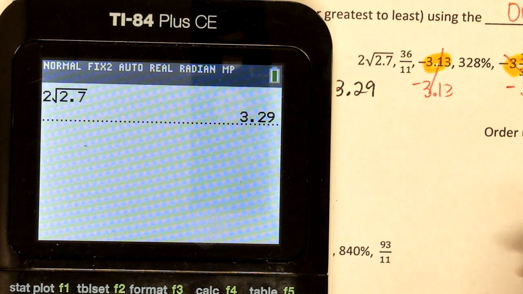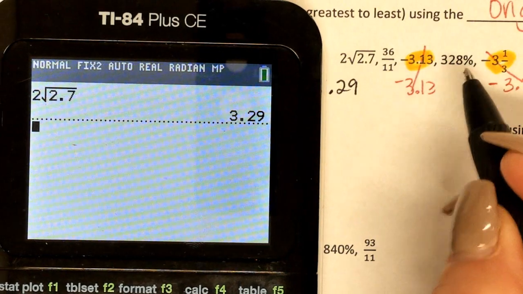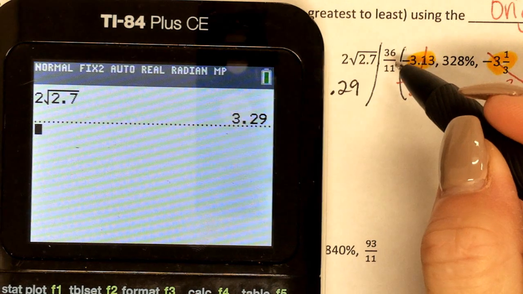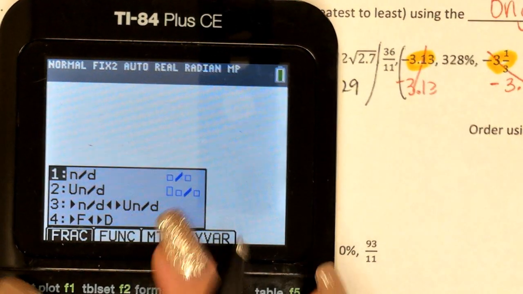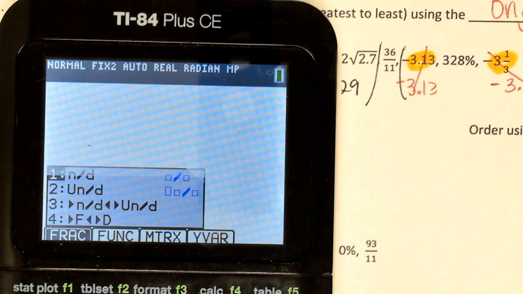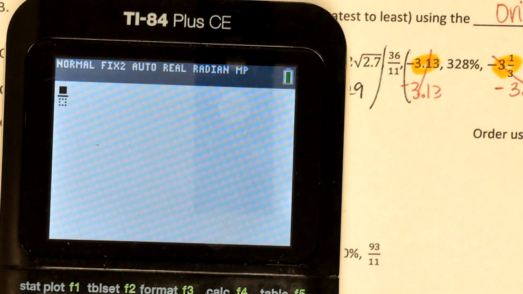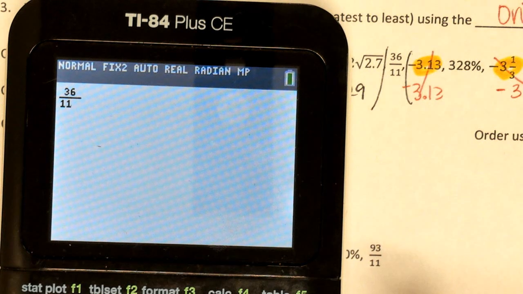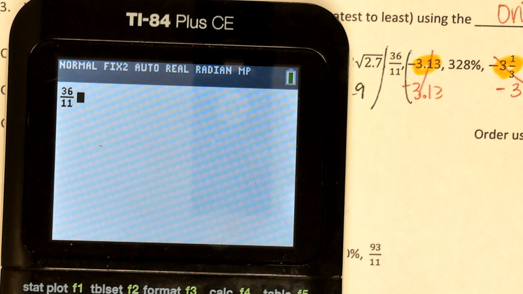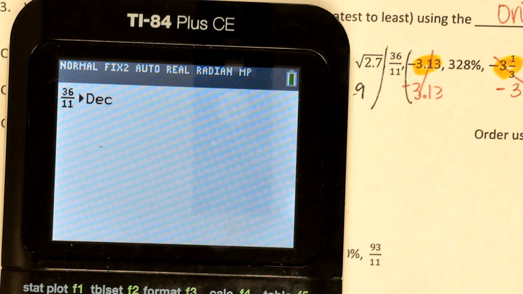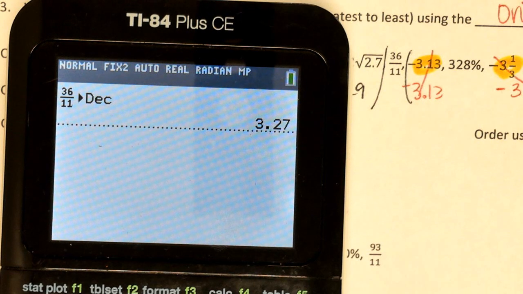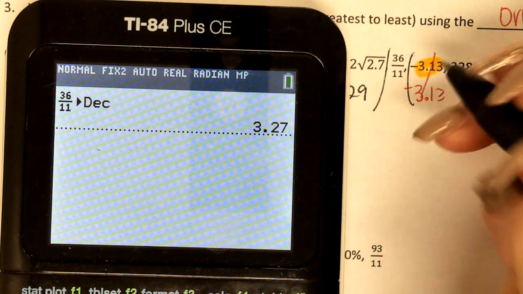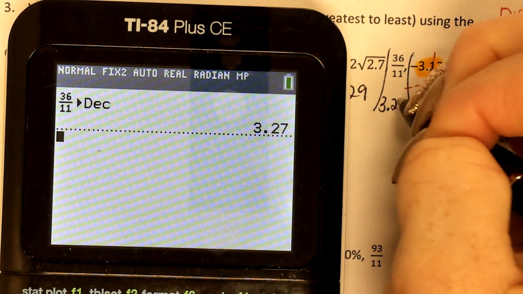Are y'all with me? Now I'm going to change this. Oh, no, we got a fraction right here. Let me make a little space. So I'm going to go to alpha y equals, which option? 1. Y'all should be doing this with me. Put 36 over 11. Arrow out. Now what? Math, decimal, enter. How much money? Whoa, you see a negative sign? I don't see no negative. Okay, so $3.27.